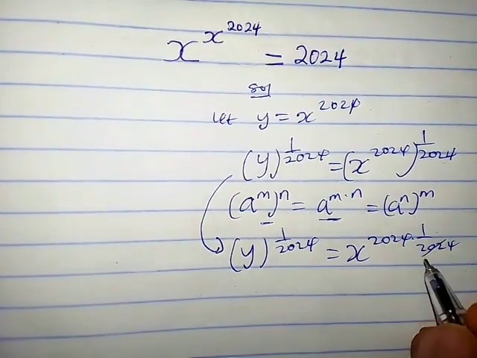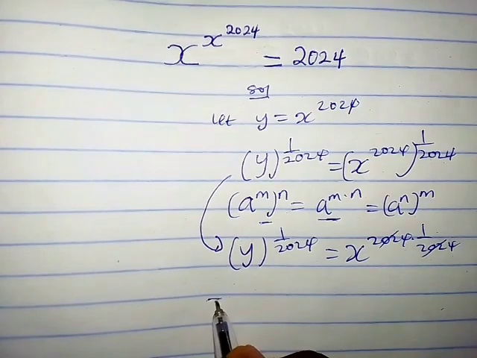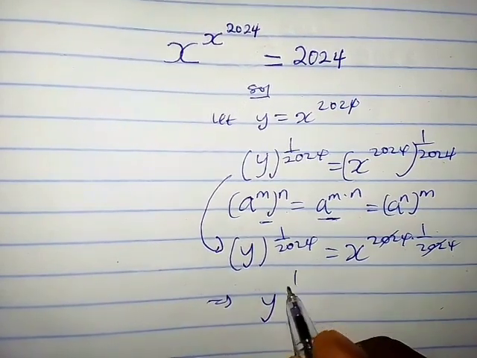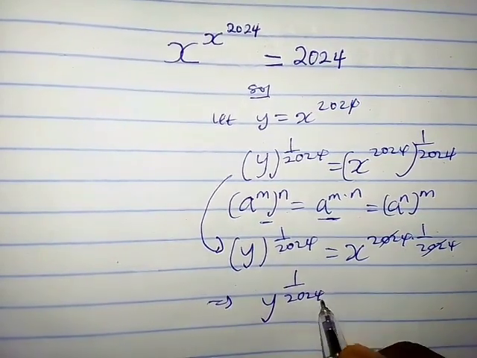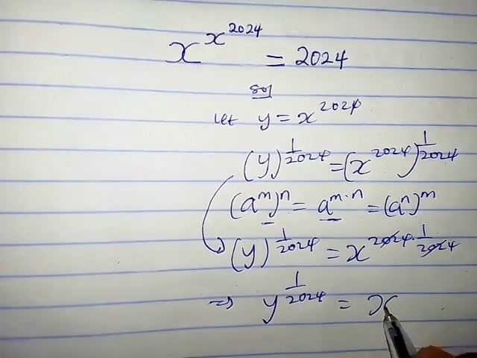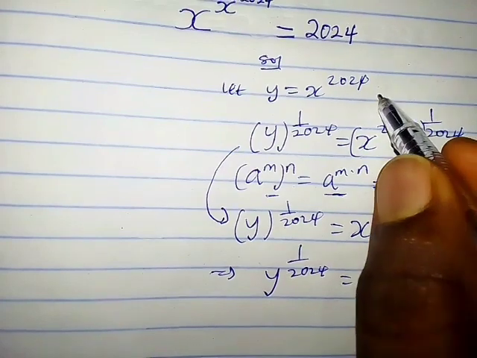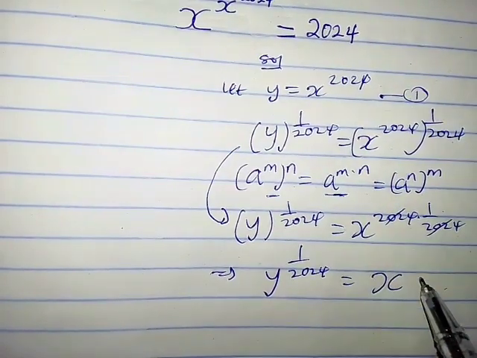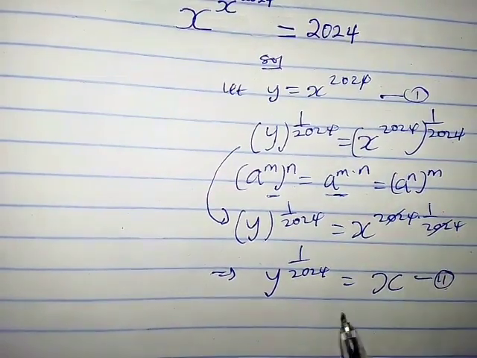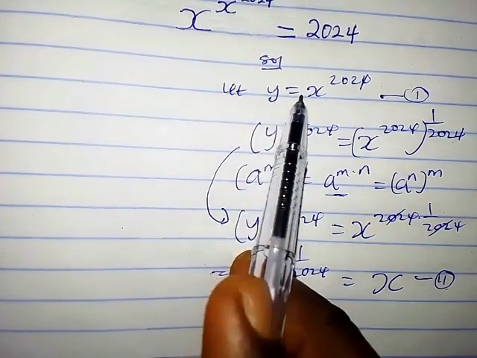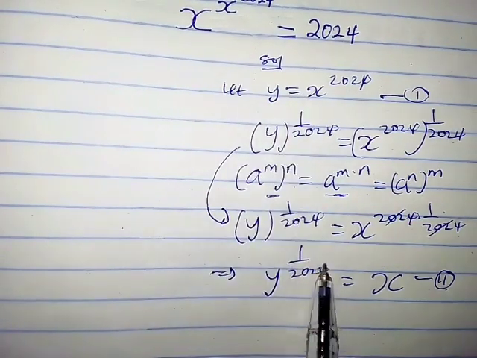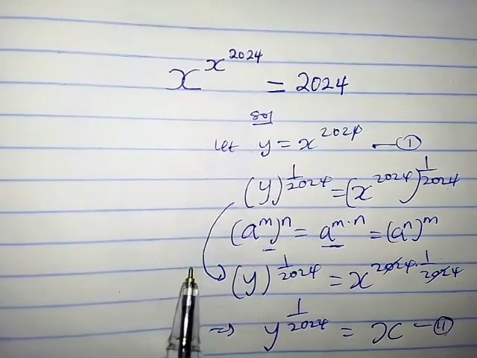In this case, 2024 cancels 2024. So we are left with y raised to power 1 over 2024 equals x. Now let's call this equation 1 and this equation 2. The next step is that we are going to plug equation 2 into equation 1, the general equation.